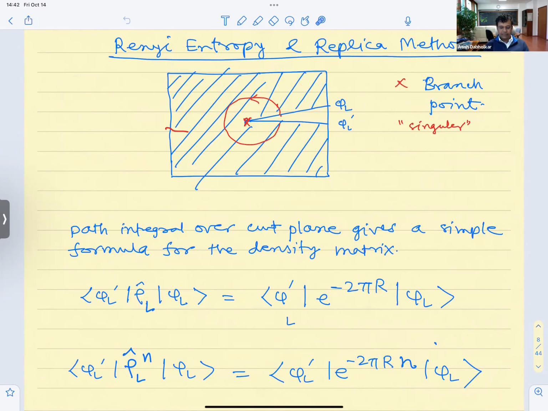Because what we have done is that we had two time strips, and we identified the left. So in the end, we end up doing a path integral over a cut plane. And there is a branch point here, which is the singular branch point, where you're cutting the plane. The path integral over the cut plane then gives a very simple formula for the density matrix.